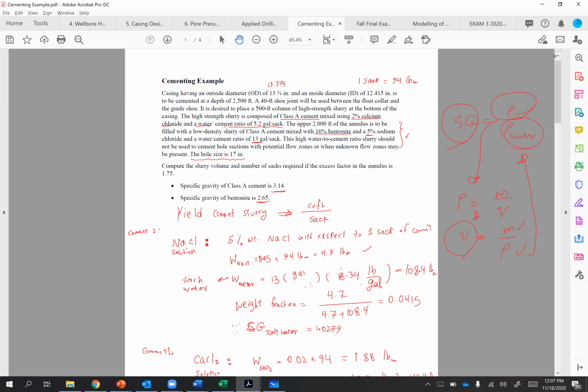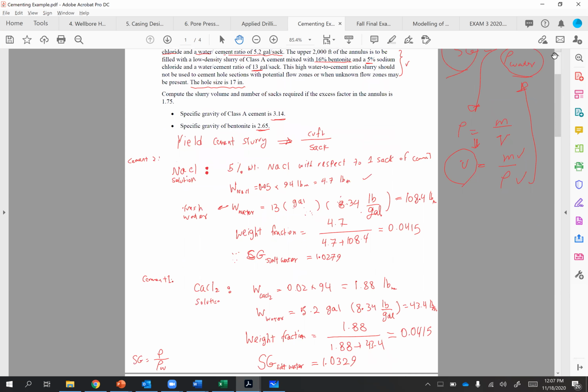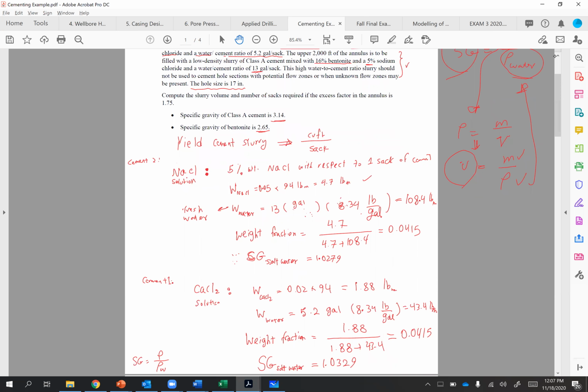The components for this 2000 feet are 16% bentonite. That's weight percentage, so directly you can calculate the weight of bentonite, which is 0.16 multiplied by 94 pound, one sack of cement again. Then you have 5% sodium chloride, so 0.05 multiplied by 94 pound mass, and you get 4.7 pound mass.